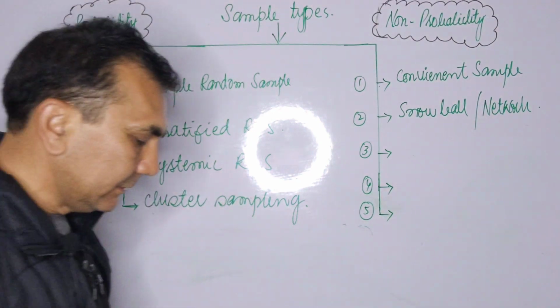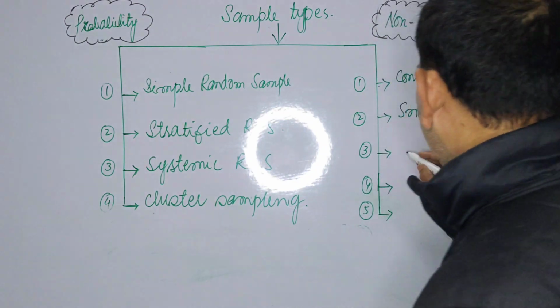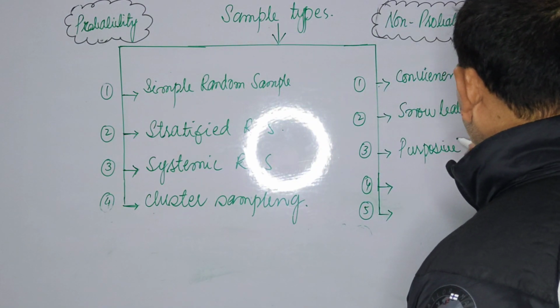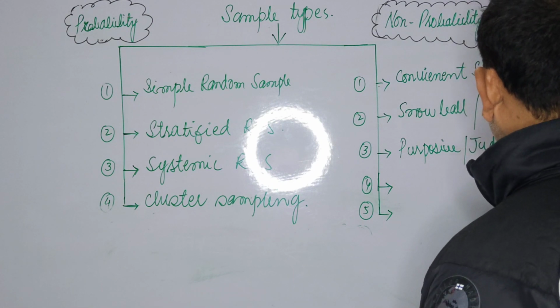Now the third one is purposive or judgmental sampling. Purposive or judgmental study.